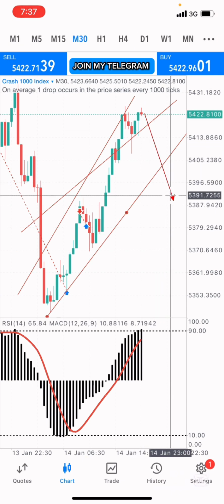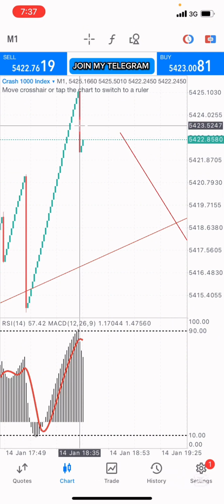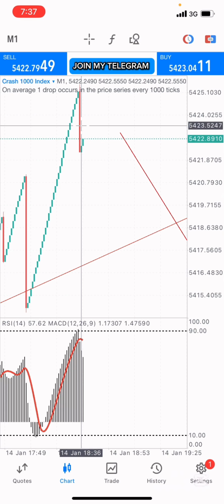If we go back to the 1 minute time frame right now, you can see that the market just dropped. The market just dropped in price movement for a sell. So this is how you confirm a sell entry, and from this point in time, there's going to be a sell on the market.